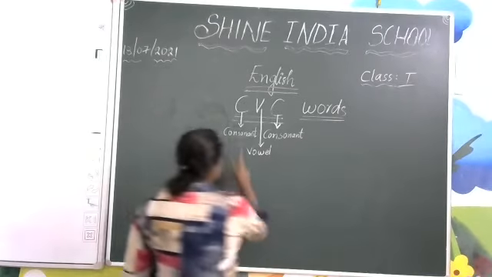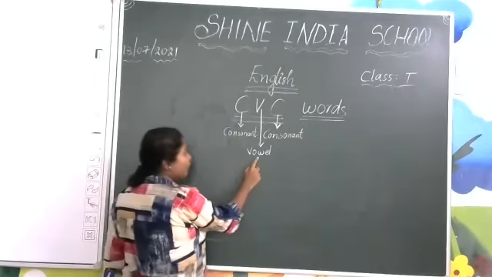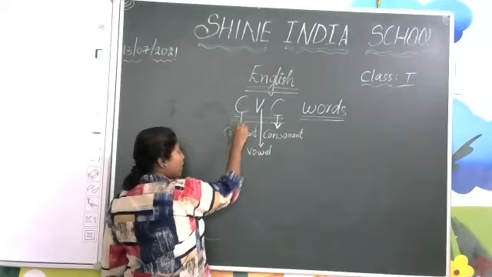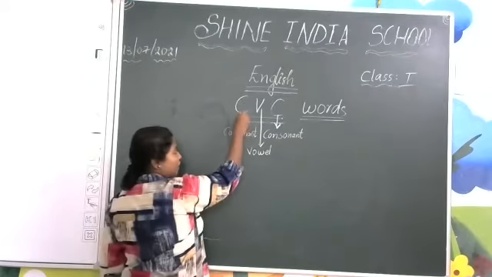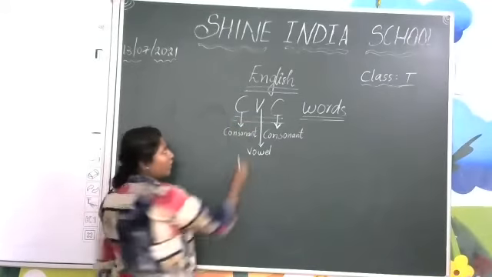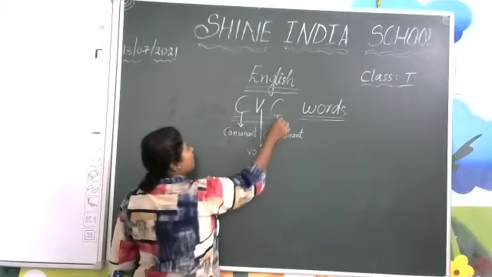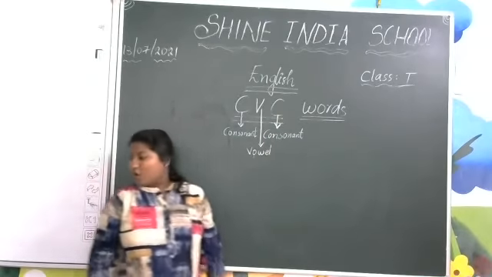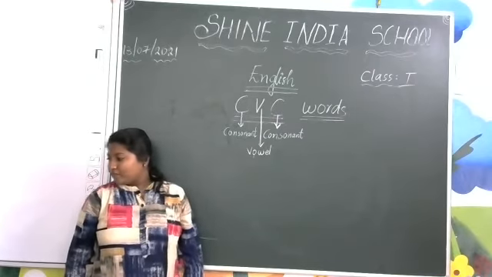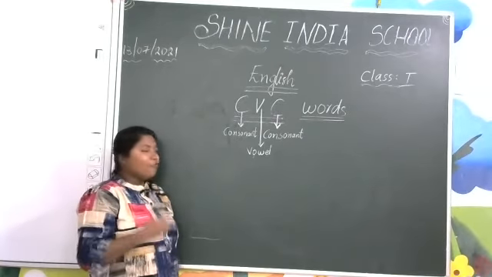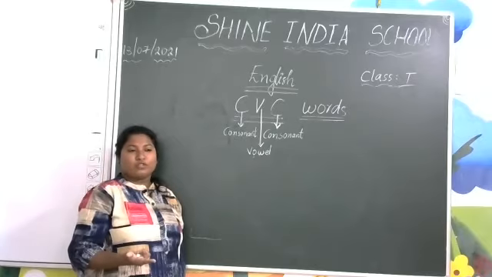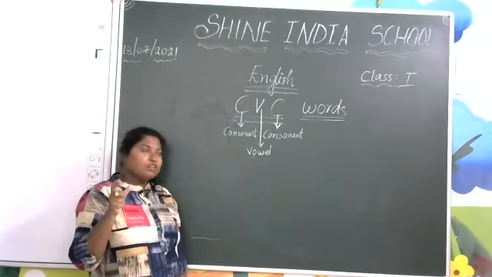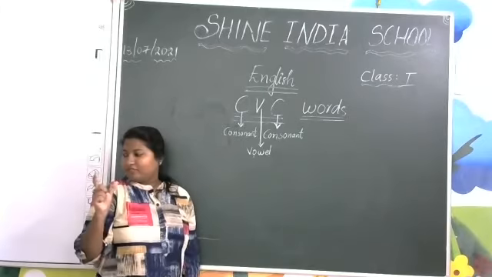So consonant, vowel, consonant. So first is what to read? Consonant. C means consonant. V means vowel. C means again consonant. Okay. So what do we do? Shall we write a word? One CBC word.